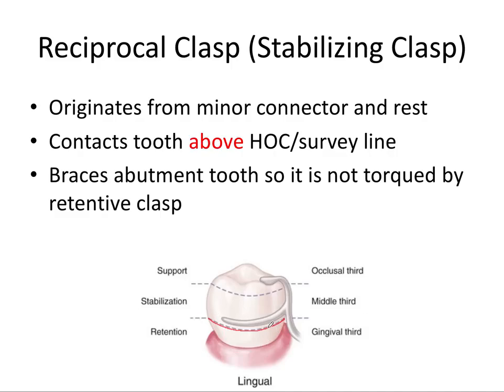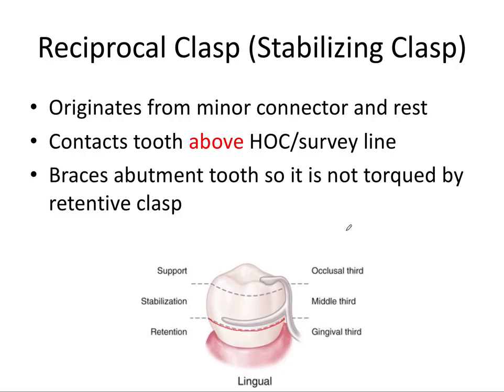So part of partial design is determining where this height of contour or survey line is for each tooth that you're considering to be an abutment tooth. And once you have that information, you know how to design the clasp. For example, this one, we want it always to be above the height of contour because we don't want it engaging in any undercuts. That's not the purpose of this clasp. It's simply to provide bracing against the abutment tooth so it's not torqued by the retentive clasp.